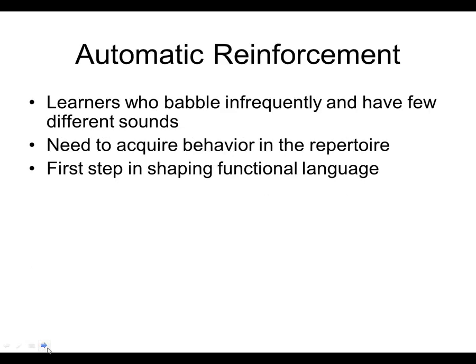So something that we tend to do initially to increase our language, and this is for those learners who babble infrequently and have very few different sounds, like the kid that says two or three same sounds all the time if they say anything at all, is to use automatic reinforcement. Basically our goal here is that we just want to increase the sounds they're making and get it more frequent, all the time, so that we have more to work with in shaping language.